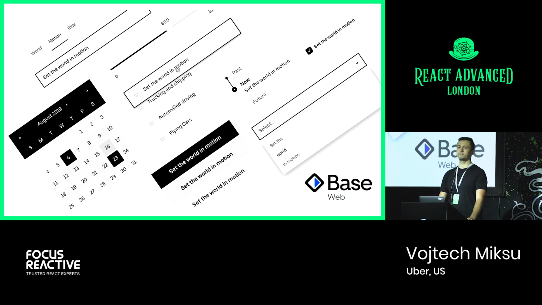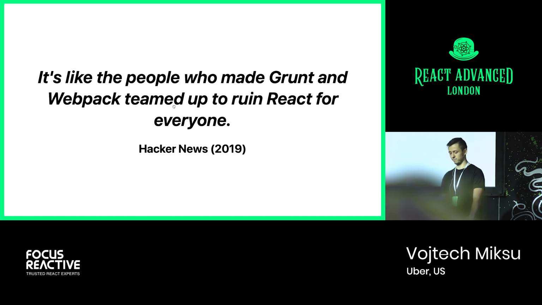But first, a short introduction. I do open source JavaScript at Uber. Most of my time I spend building a component library called BaseWeb. It's an implementation of our design system, and we use it across all applications. It's open source, so check it out. I think it's pretty cool. If you don't believe me, we got some lovely reviews from Hacker News.